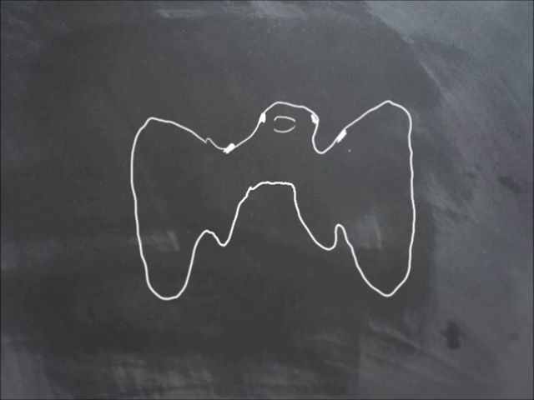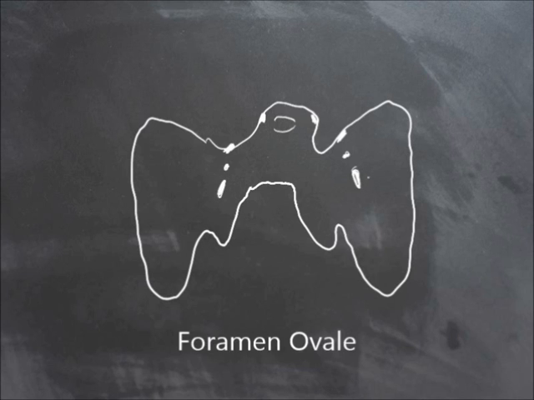Okay, moving a bit more posteriorly. The next foramen is called foramen rotundum. And foramen rotundum is for the maxillary nerve. Okay, moving on. You've got another foramen called foramen ovale. And foramen ovale is for the mandibular nerve.